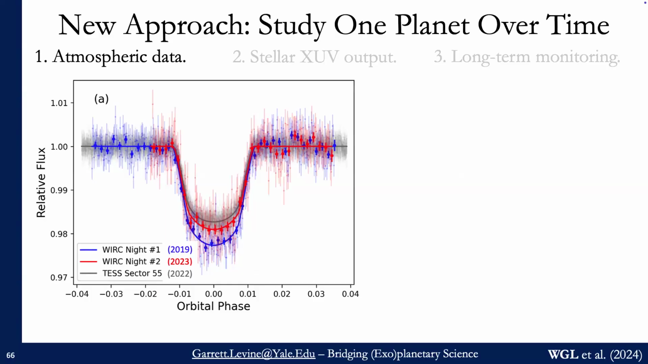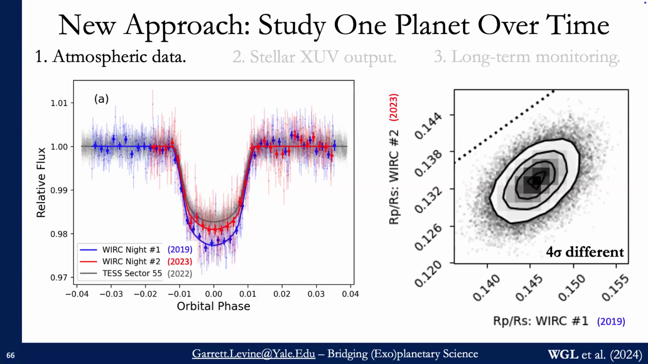Now, what you may also see is that the red and the blue lines are not equal in terms of their transit depth. And if you do the posteriors here and you sample the posterior distributions, they turn out to be 4 sigma discrepant. And so this is a strong indication that WASP-69b's atmosphere is changing with time.